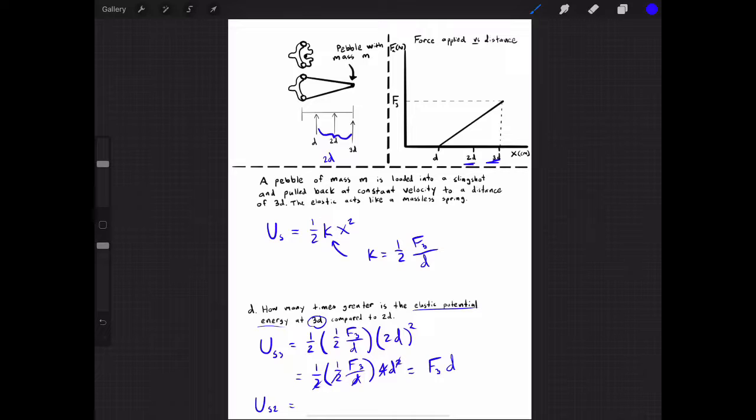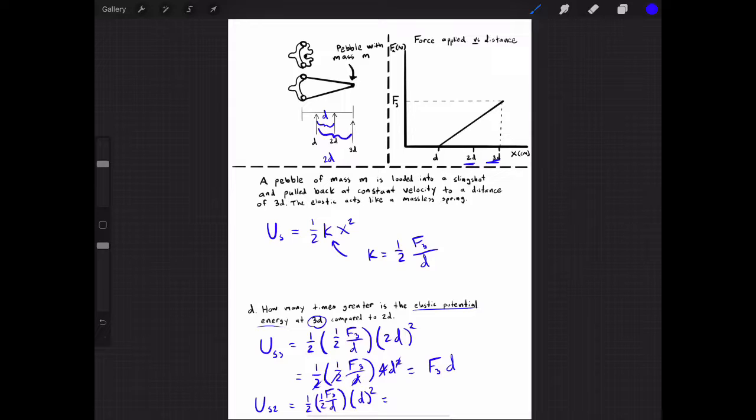Okay, now let's look at the case for potential energy of the spring when it's stretched to 2D. So we're going to do the same thing. We're going to do 1/2 times 1/2 F3 over D, that's our K value that we know, times our distance it's being stretched, where in this case it's only going from D to 2D, so that's just going to be a single D that it is being stretched by. So it's going to be D squared.